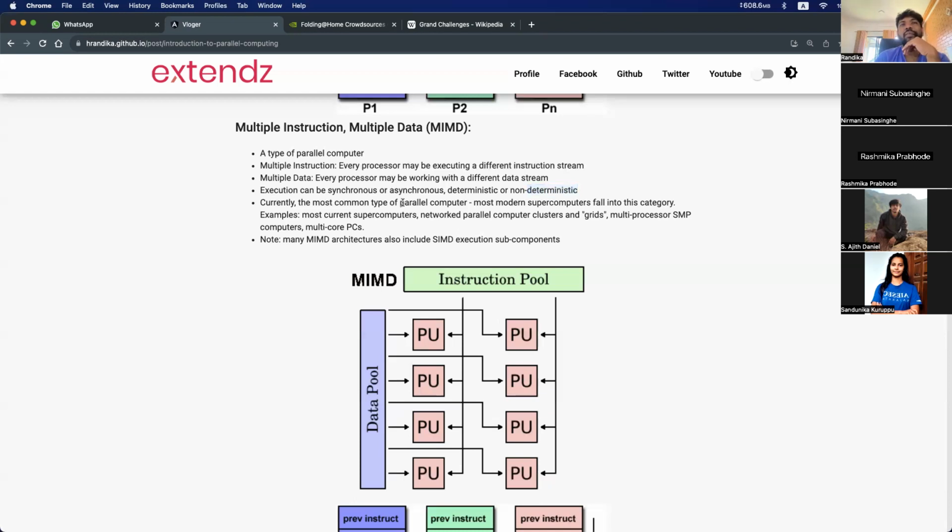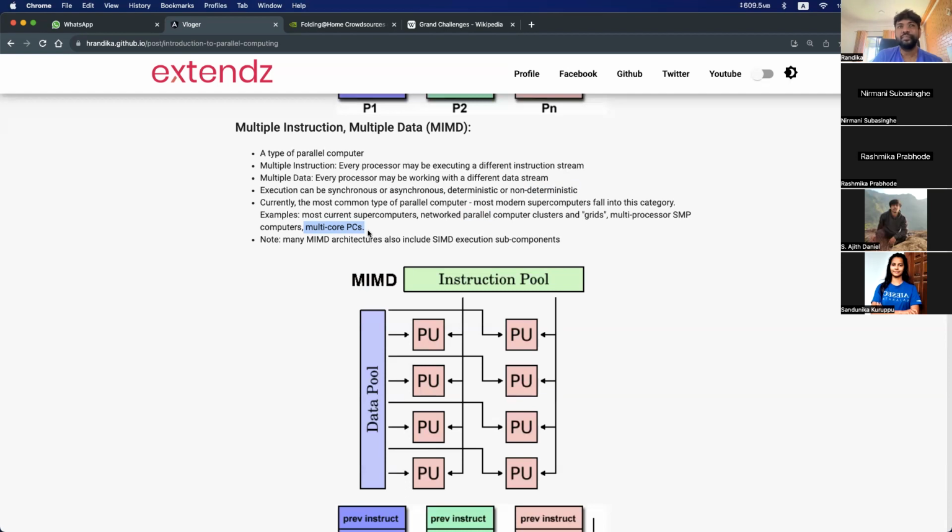Currently, this is the most common type of parallel computer, and most modern supercomputers fall into this category. Examples: most current supercomputers, networked parallel computers, clusters, grids, multiprocessors, SMPs, multi-core PCs. So the computers that you might have right now, where you have multiple cores or multiple processors, come under this instruction category.